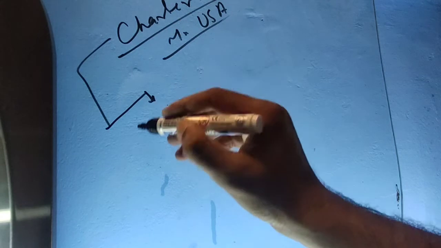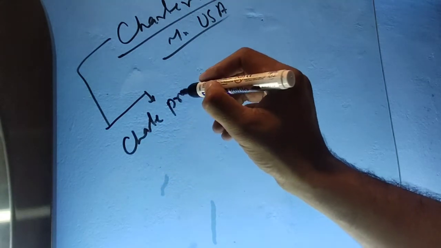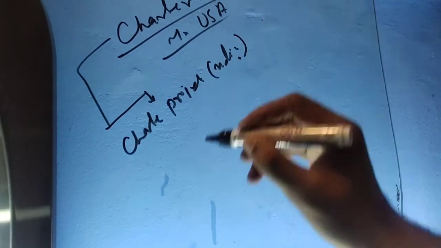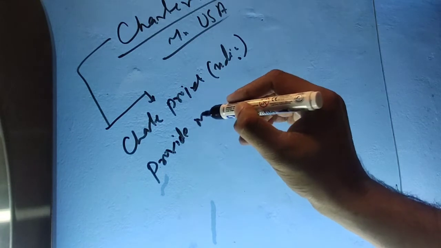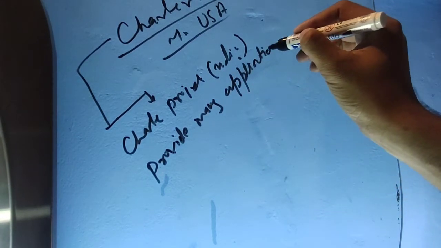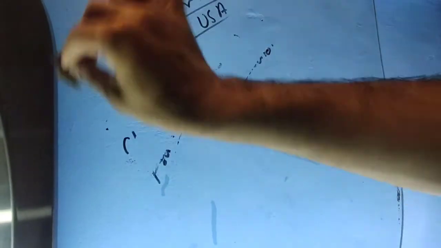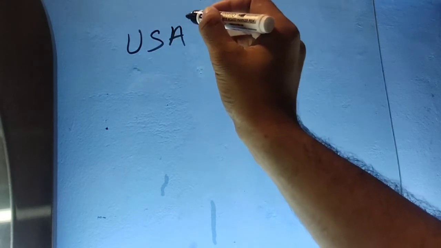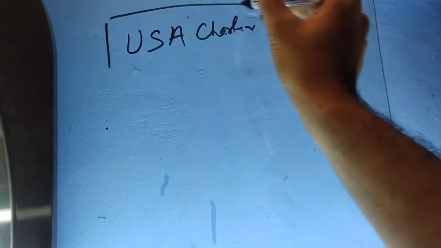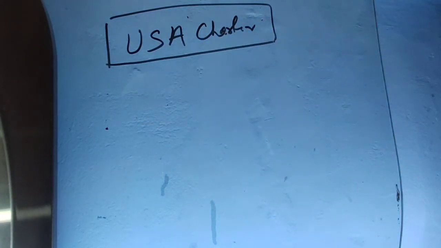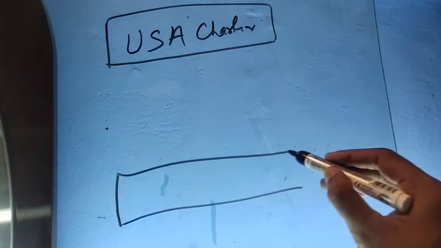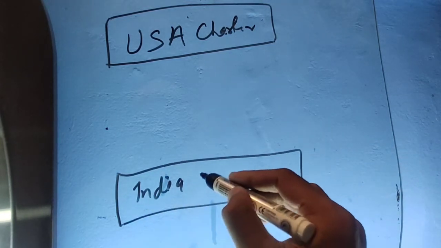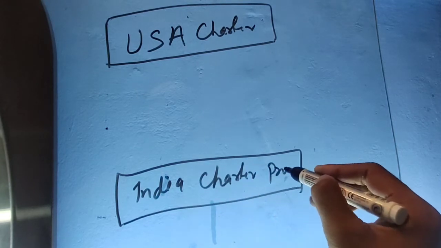This request comes in for the Charter project in India. Now, US Charter provides many applications. All right. This diagram will stay fixed. I'm not going to erase it, so you can easily understand about the US Charter. And this is the Indian Charter project.